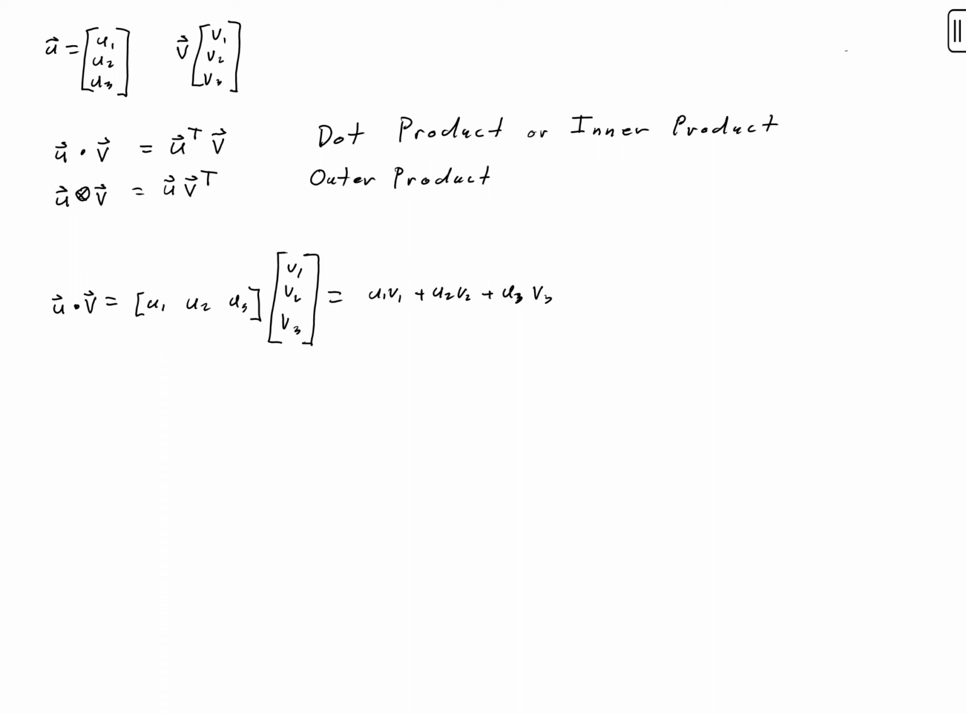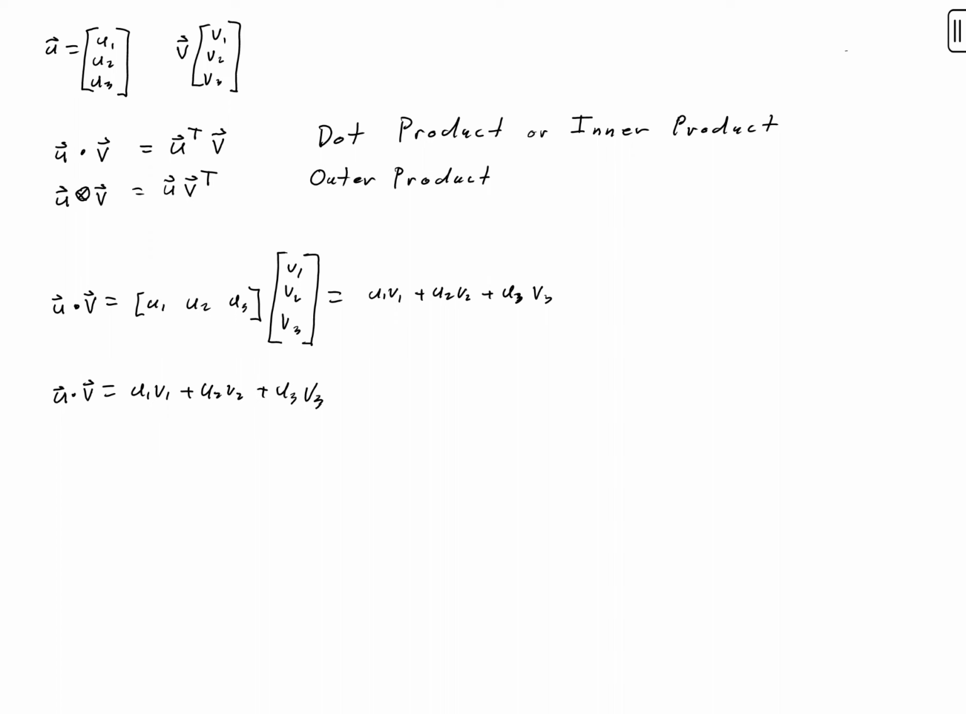Now they do have to be the same size, but this is a three-dimensional vector, three different numbers in it, dot product or inner product with a three-dimensional vector. And we can just write it down like this. It is much faster, you don't have to write it out this way. I could have just said u dot v is equal to, and I can just start reading them across. u1 v1 plus u2 v2 plus u3 v3.